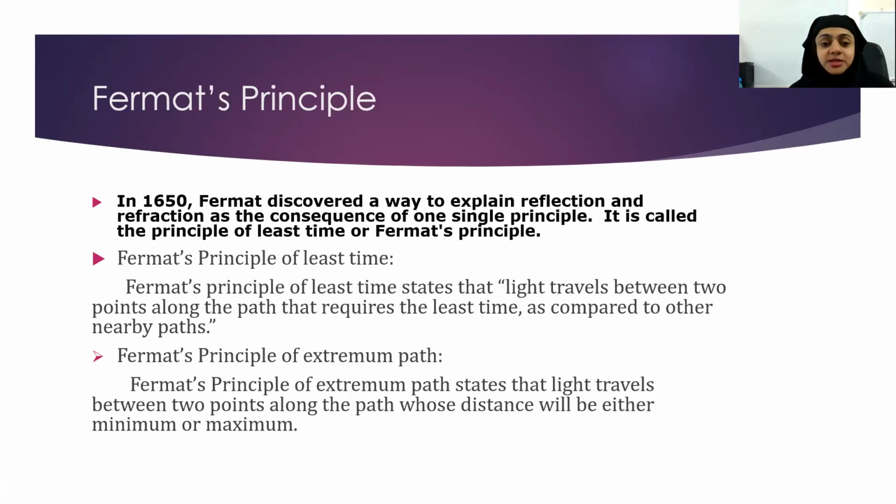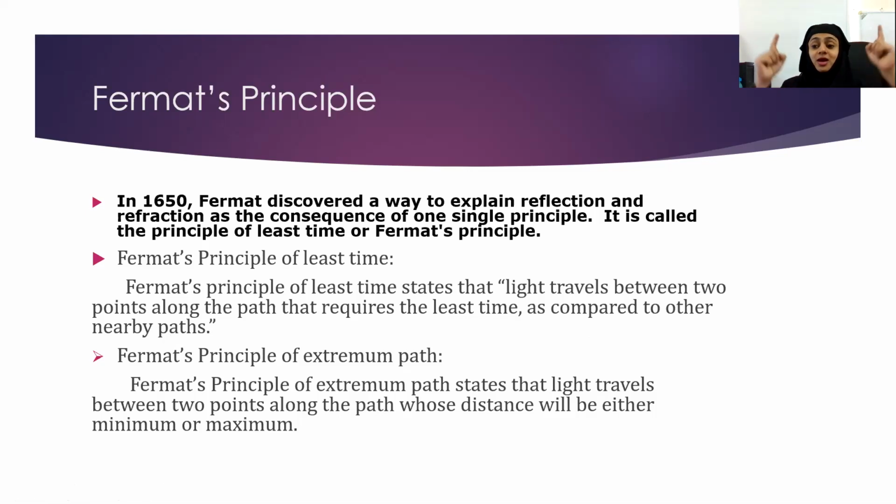Let us see what Fermat's principle is. Fermat's principle of least time states that light travels between two points along the path that requires the least time as compared to other nearby paths. What does that mean? Whenever light is traveling between two points, say from here to here, it will take that path for which it will reach in the least time. What is the path taken if it is traveling in the least time?